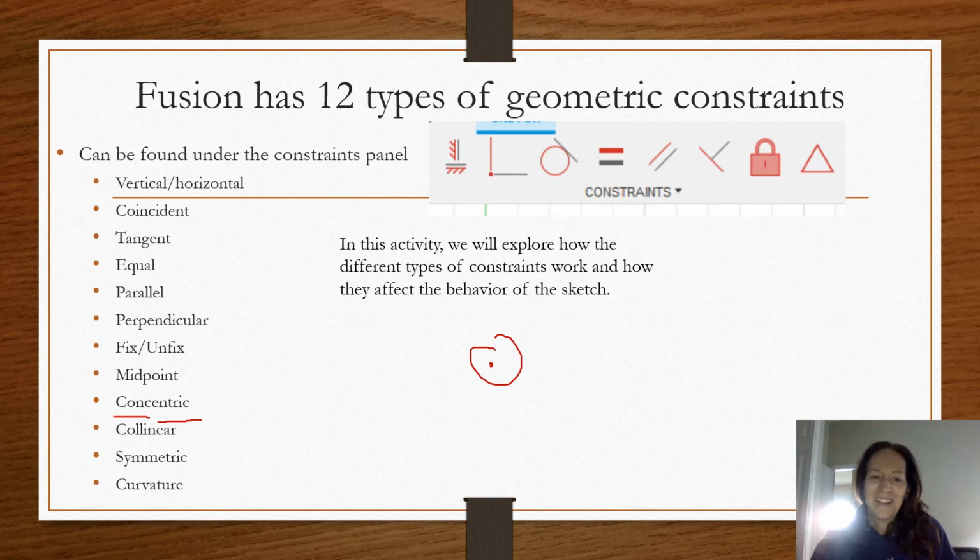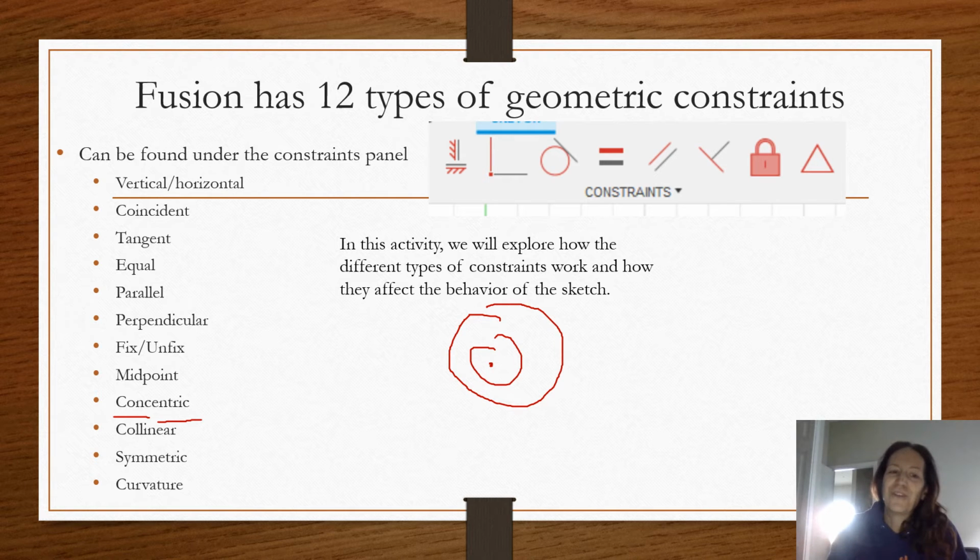So if you've got a circle and then you have some other circle and they're not concentric, but you want them to be concentric, you can use that constraint. And that way, if you move one of the circles, the other circle will move with it in such a way that they stay centered one within the other. And so that's what a concentric constraint does.